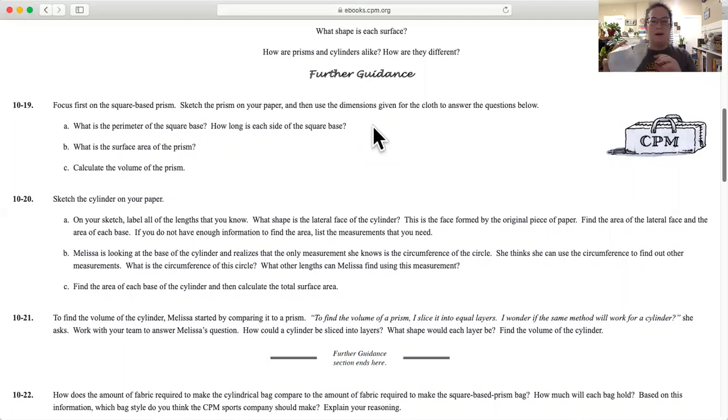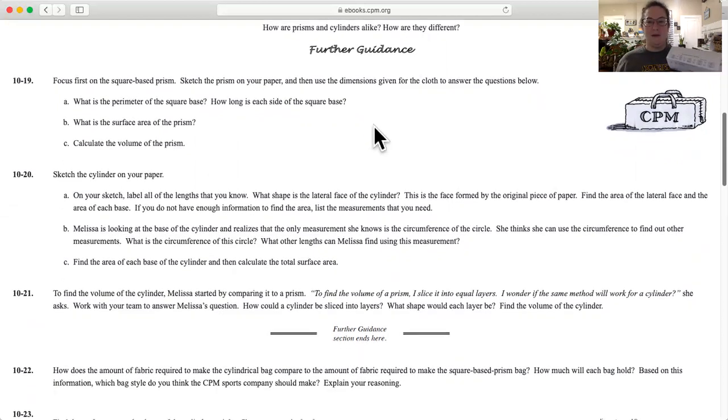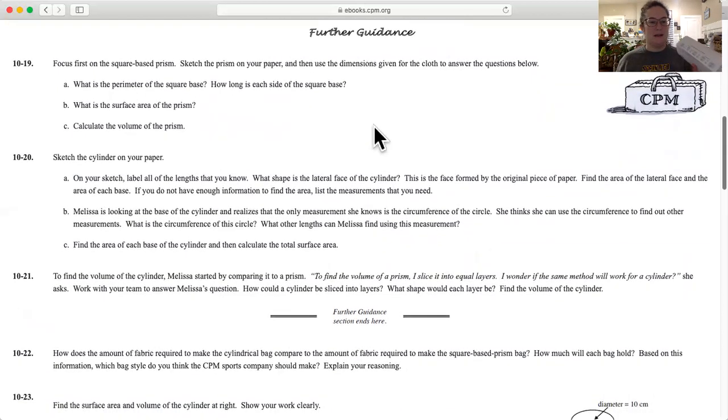I'm sorry, I did that wrong. The surface area is finding the area of the square times 2, and then the area of the rectangle times 1, 2, 3, 4. The volume of the prism is length times width times height. I'm not going to give you the answers for that, but I'm giving you the guidance for that.